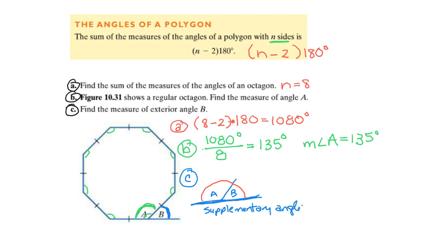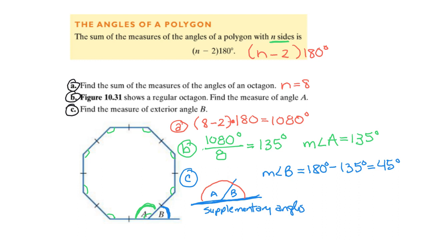And supplementary angles add up to 180 degrees. So the measure of angle B is equal to 180 degrees minus the measure of angle A, 135 degrees. And this will give us the measure of angle B to be 45 degrees.